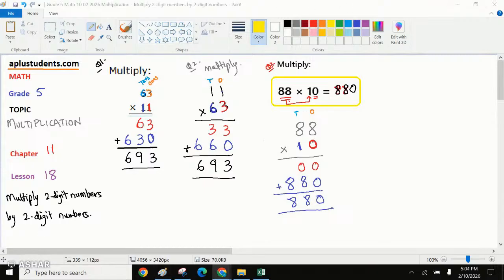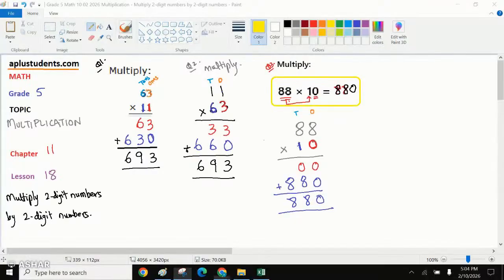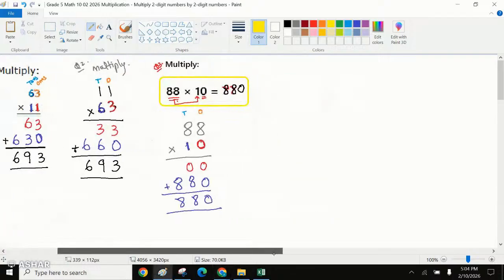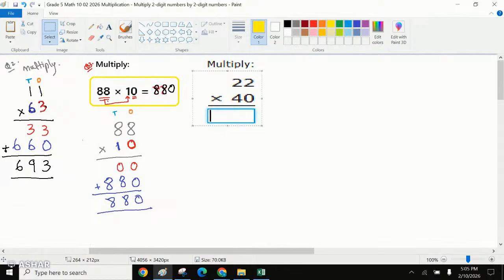Okay, moving ahead. The next question, question number 4, says 22 is multiplied by 40. We need to find the answer for this.